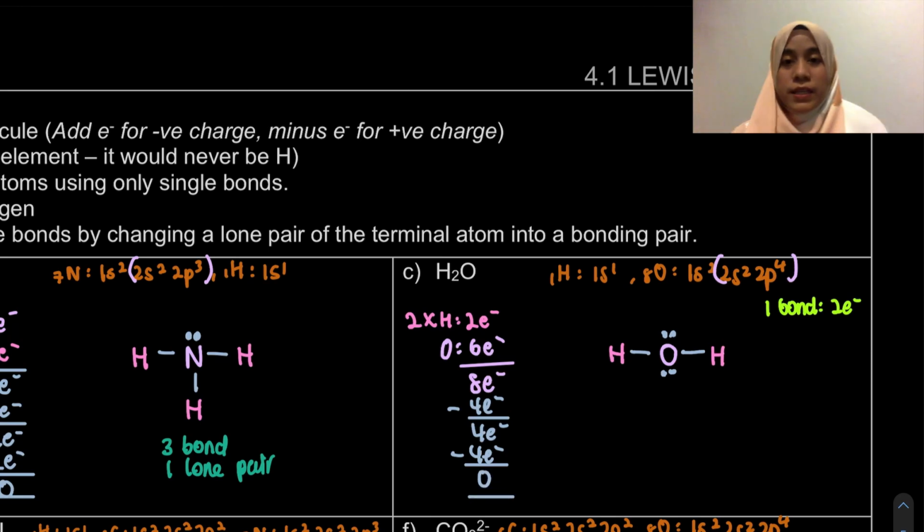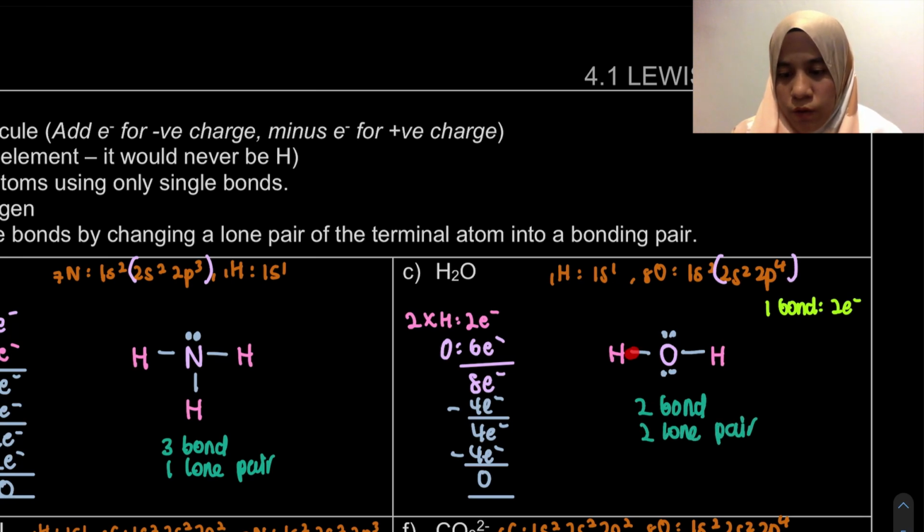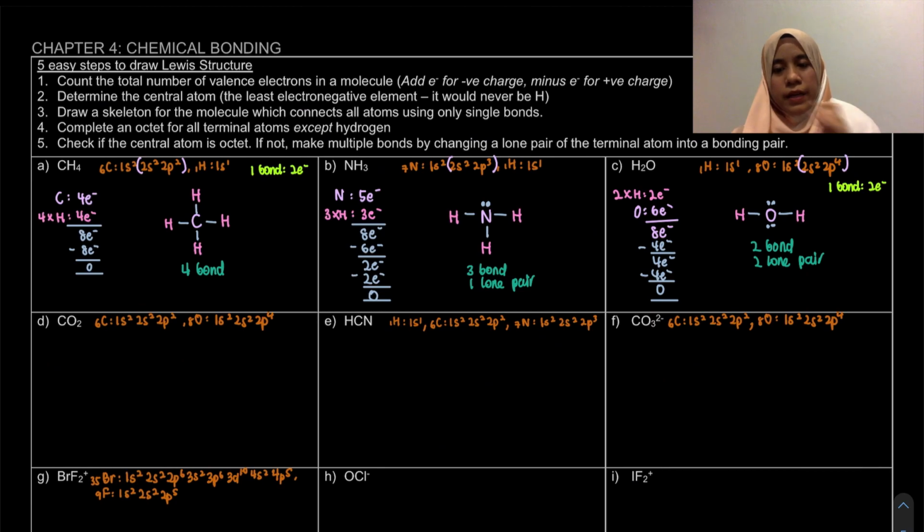Okay. So, here is the Lewis structure for water, H2O. In this case, it has 2 single bonds, but it has 2 lone pairs. But when we count the number of electrons, 1, 2, 3, 4, 5, 6, 7, 8. So, it reaches an octet. There's no problem. Okay. So, that's examples A until C.